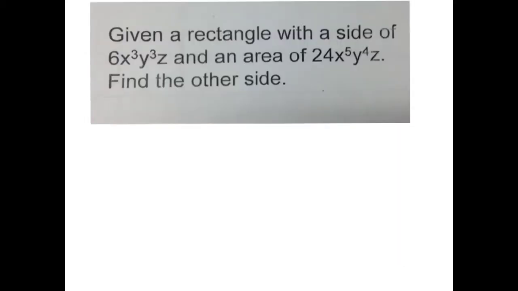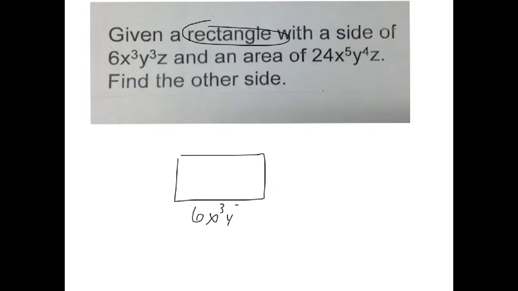Alright, so here it is just in words. So I would say anytime you get these, you should draw your own pictures. So given a rectangle with a side of 6x3, y3, z, and this has an area, so the inside part is 24x5, y4, z, and you're trying to find the missing side. So this is the opposite of what we were doing a minute ago. We're trying to multiply 6 times what would give you the 24.